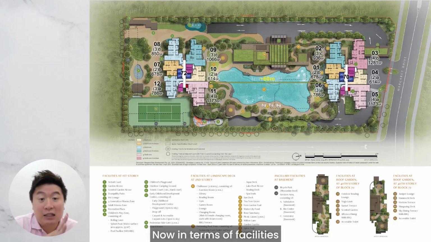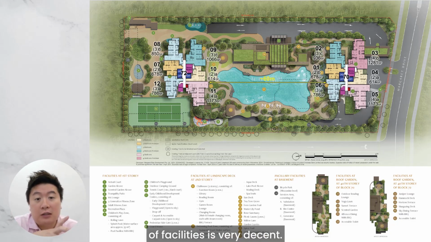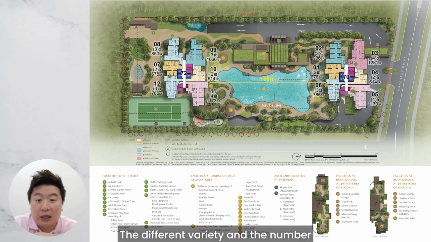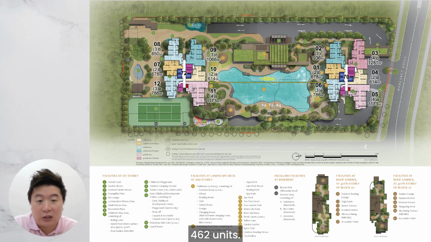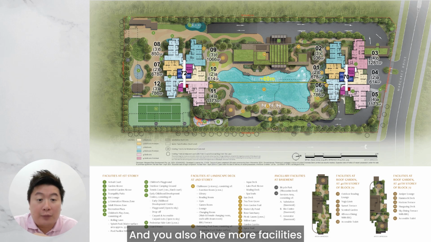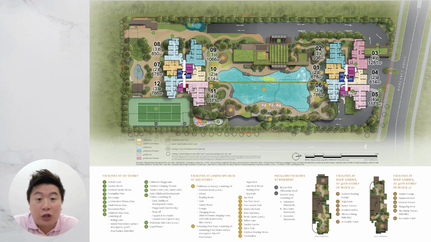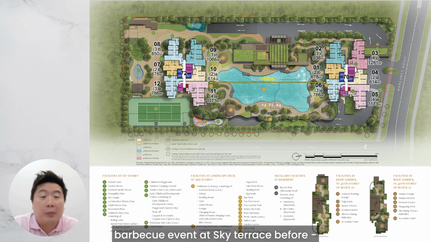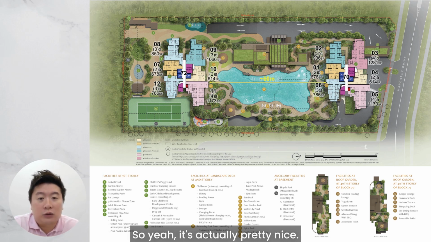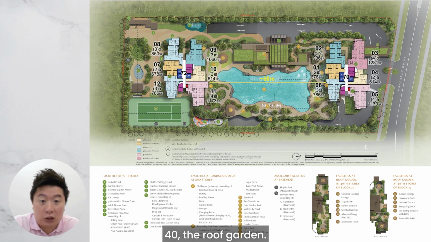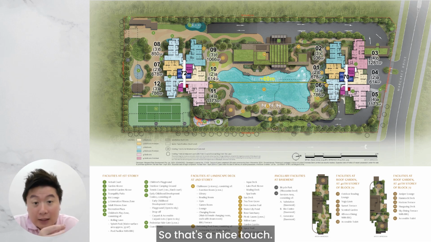Now, in terms of facilities wise, though, I think the total number of facilities is very decent. The different variety and the number of facilities they have for this land size, for this number of units, 462 units, right? It's good. And you also have more facilities on the Sky Terrace. Although to me, the Sky Terrace, the most important thing, I guess, is the dining, the barbecue. I have actually tried having a barbecue event at a high level Sky Terrace before. So yeah, it's actually pretty nice. And this is both at level 40, the roof garden. So that's a nice touch.